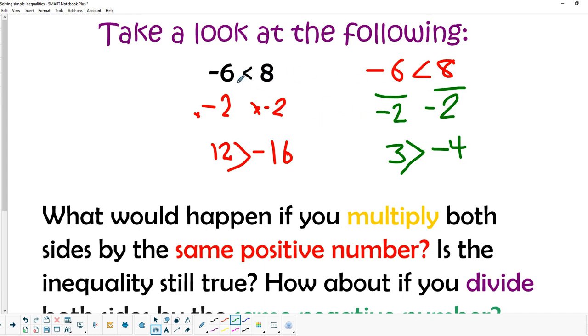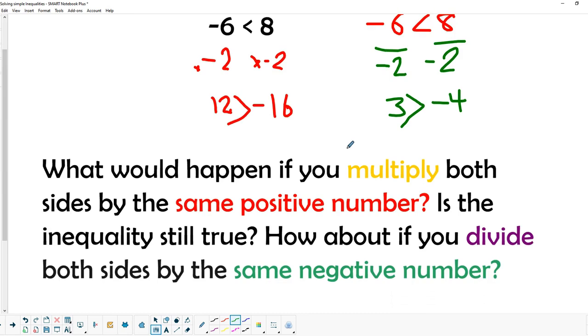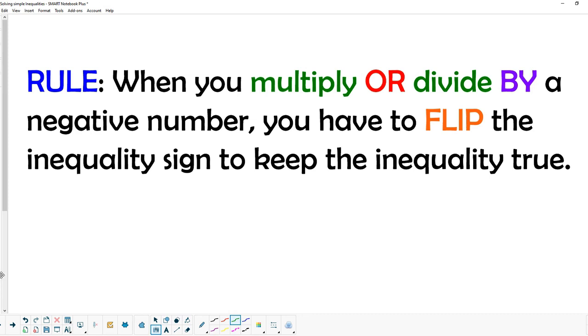So what we've tried to demonstrate is that multiplying both sides of an inequality by a negative number, or dividing both sides of an inequality by a negative number, forces the arrow to switch directions. And that's the exception to the rule. So let's go ahead and get into that. When you multiply or divide by a negative number, you have to flip the inequality sign to keep the inequality true. So that's how we summarize that little rule that we just demonstrated.